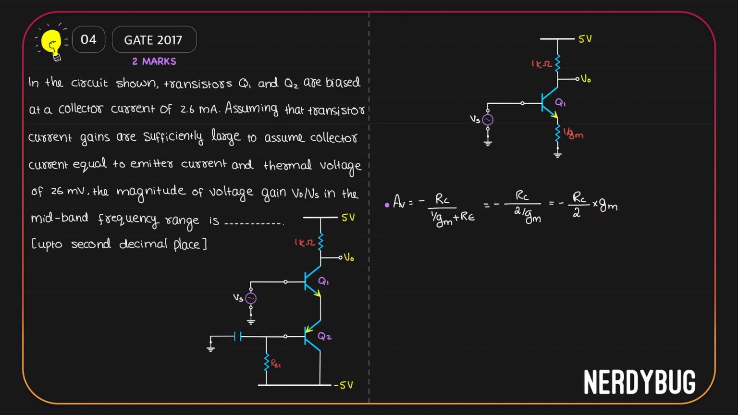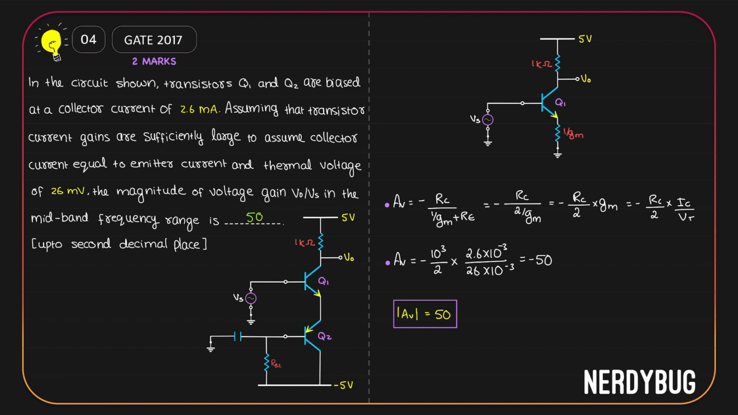Gm is IC by Vt. Value of IC is given in the question. Vt is also given. RC is 1 kilo ohm. So all we have to do is substitute the values. If we do that, we get that the gain is minus 50. But the question is to find the magnitude of voltage gain. So our final answer will be 50.